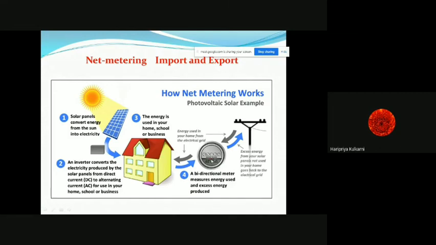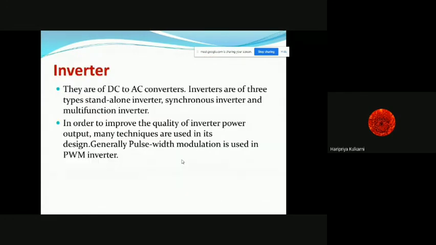Suppose our demand is more, then we use a very small amount of energy from the grid, so only that much we pay for. All these records are maintained by a bidirectional meter which measures the energy. When we have excess power, we can supply it to the grid. When we have less power generated and our load is more, we get the power from the MSCB. So this is the concept of import and export.